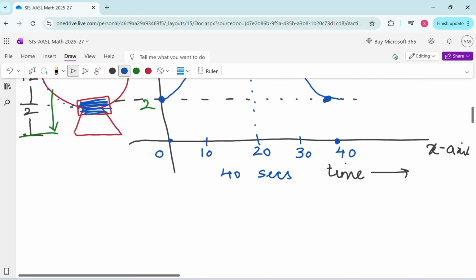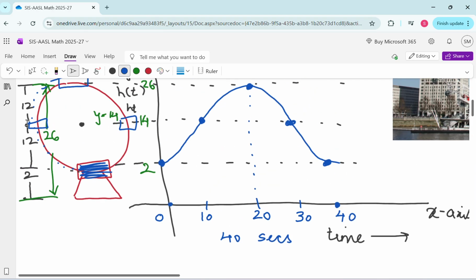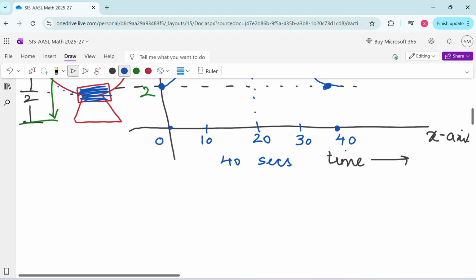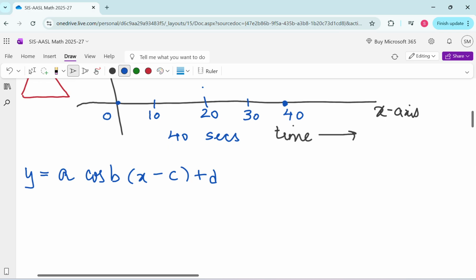So let's start doing it. The expression which is asked in the question, we are going to find. For that, we are going to use the general form of the cos function, which is y = a cos(bx - c) + d.